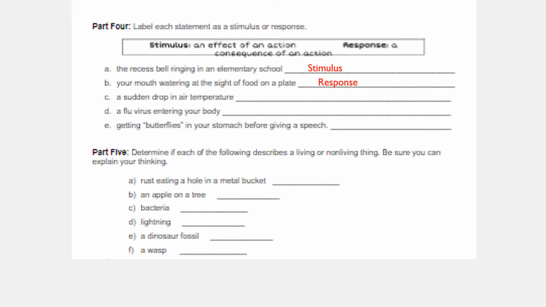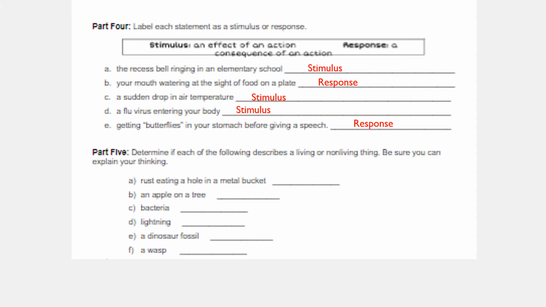A sudden drop in air temperature would be a stimulus because then your body would respond by shivering. The flu virus enters your body, that's a stimulus because the response is you will get sick. Getting butterflies in your stomach before you give a speech: the stimulus is having to give the speech, so getting butterflies is the response to being nervous.